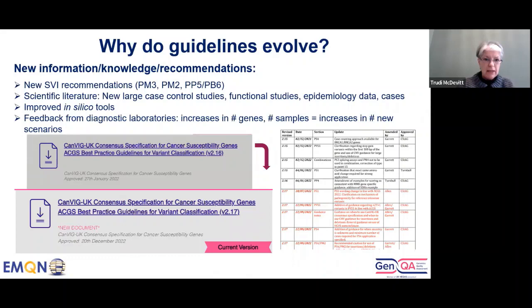You can see an example here of an update from 2.16 to 2.17 from the CANVIG General Cancer Guidelines. And then to the right of that, you can see the reasons why the guidelines were updated. So there's a constant feedback process going on with new information being fed into the guidelines, because it's really important that the guidelines reflect current practice in diagnostic laboratories. So next slide, please.